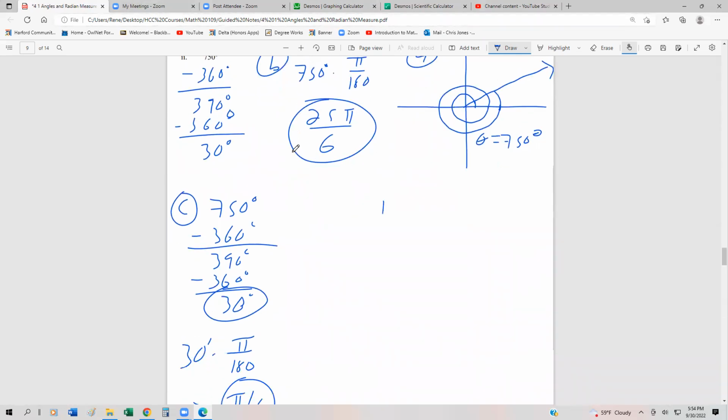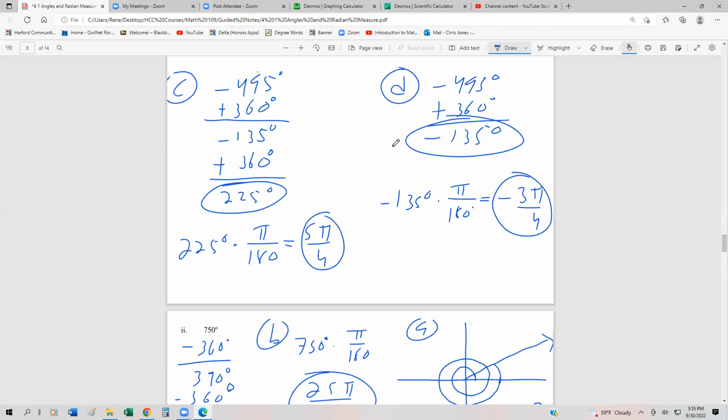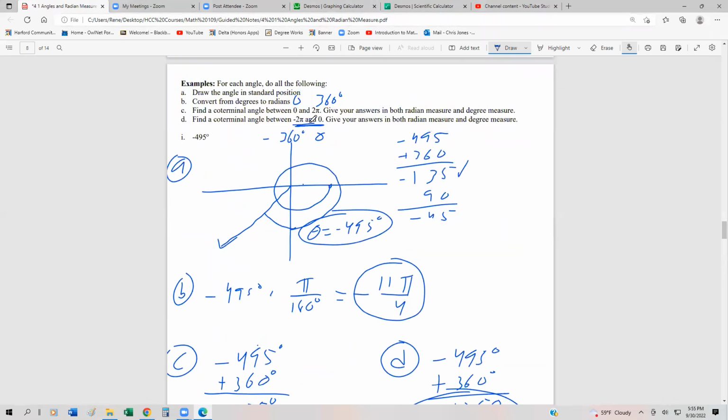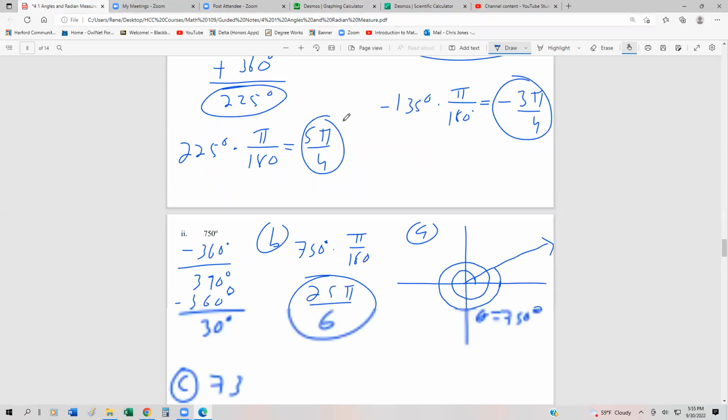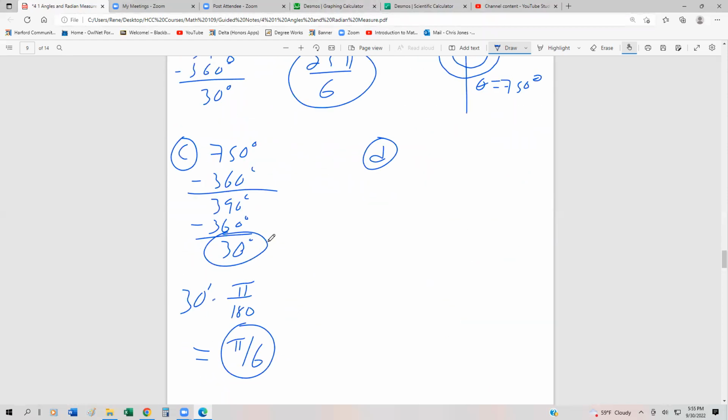Now, if we want to get an angle that's between negative 2 pi and 0, well, guess what we're going to do? We're going to take this 30 degrees and subtract another 360 from that. Basically we just keep subtracting or adding 360 each time till we get to a number that's between 0 and 360 or negative 360 and 0. So we take our 30 degrees, subtract 360 degrees, and that's going to be negative 330 degrees.